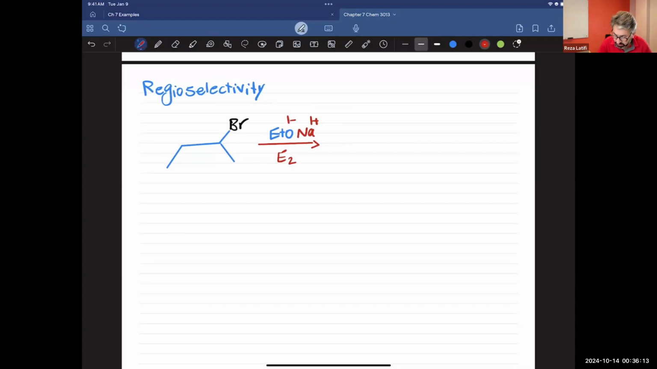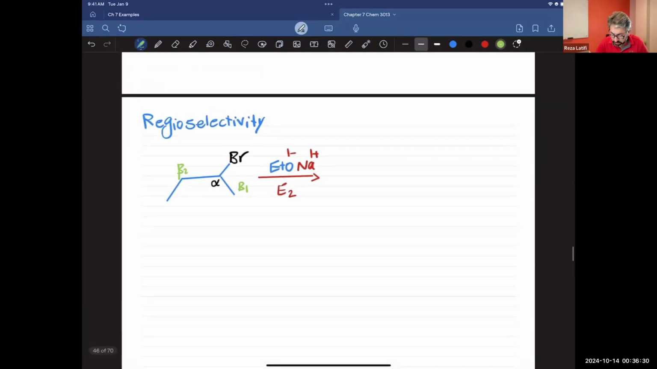We have an alpha carbon. Where is the alpha carbon? This is the alpha carbon, and we have two betas. This is beta 1, and that one will be beta 2. Depending on where we remove the hydrogen from, we get two products. If we remove one from beta 1, the product that we will get will be this.